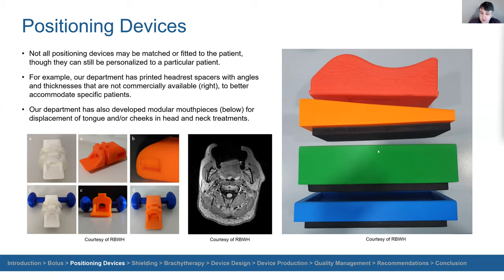Our department's also looked at things like modular mouthpieces, printing parts and having a stock of parts that can then be put together on a patient specific basis. So not printed exactly for the patient anatomy, but printed with enough variation that you can make something specific to the patient. Shown there are some tongue and cheek displacers that are able to move radiosensitive tissue away from the beam to lower the dose.